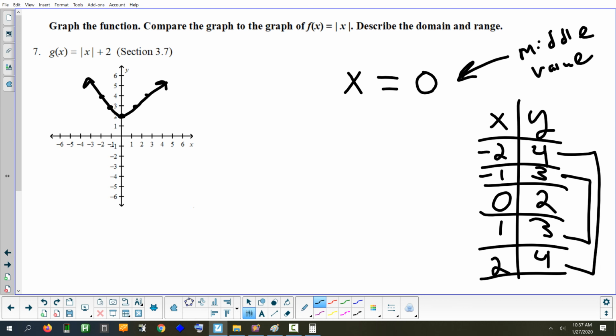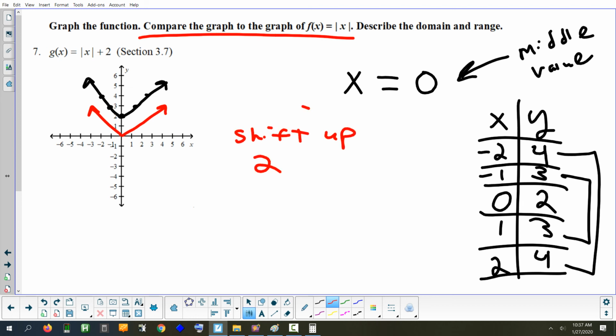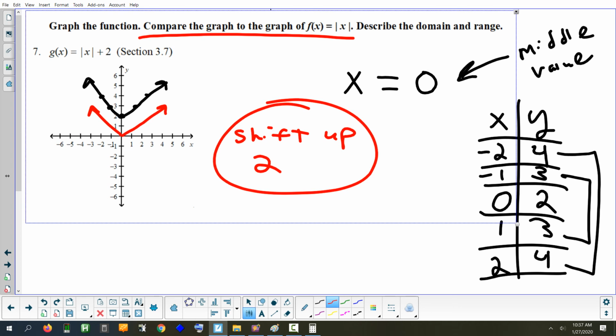Now, the normal V shape is here. I'm just putting it there for reference. How did the black one move compared to the original one? Up how many? 2. Yes. So when it says describe, compare, or this part, compare to the graph, it's a shift up 2. There's a chart in 3.7 that describes all the shifts. I can't go through it all right now because there's a lot of them. But when you add outside the bars, it moves it up. Okay? If you had a minus outside the bars, it would go down.